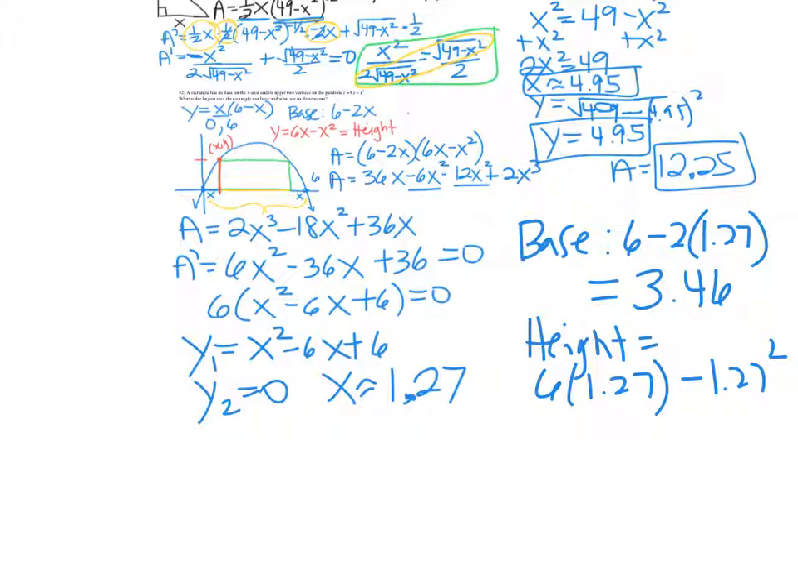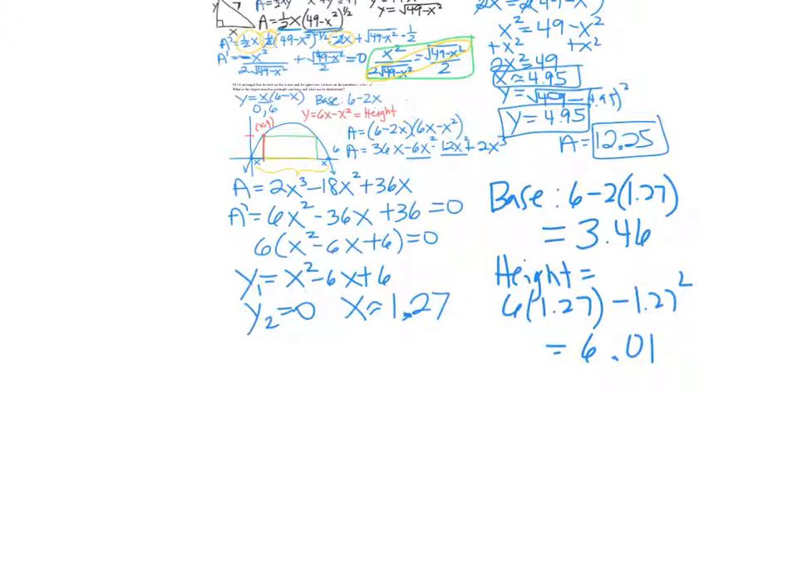And I get that that's about 6.01 or 6. Is that right? Did I do it right? Maybe. 6x and then minus 1.27 squared. Yeah. 6.01, if you want to say that.